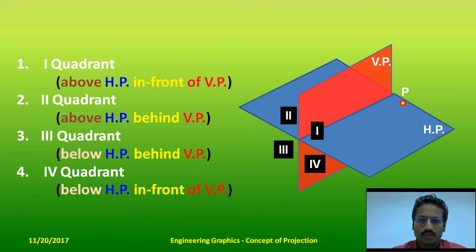Based on the quadrant, you call the projection. Now look at this first quadrant. So these are your horizontal plane and vertical plane, the principal planes, and the line of intersection of these two principal planes forms the reference line, which is labeled as x and y.